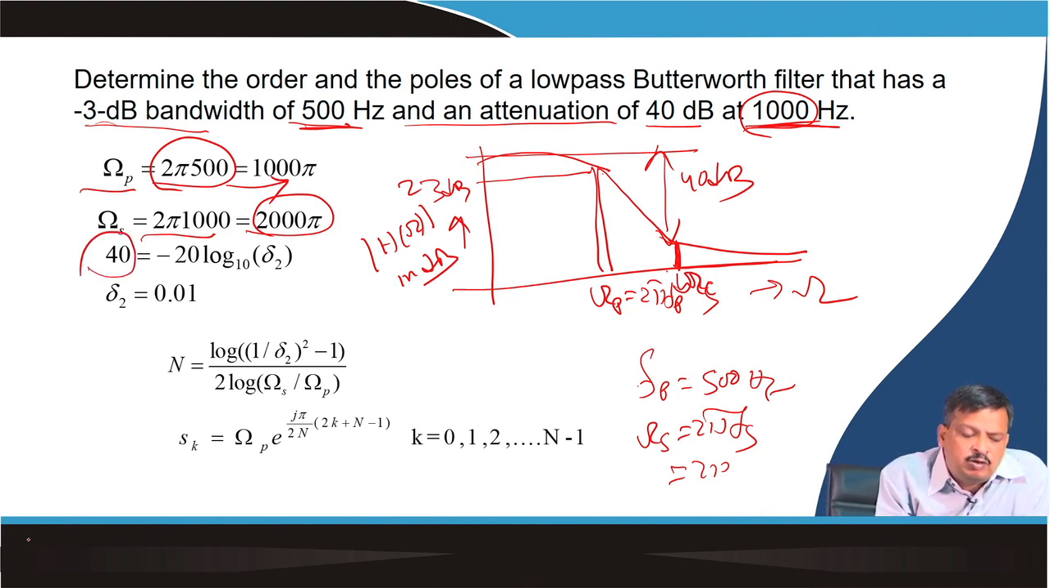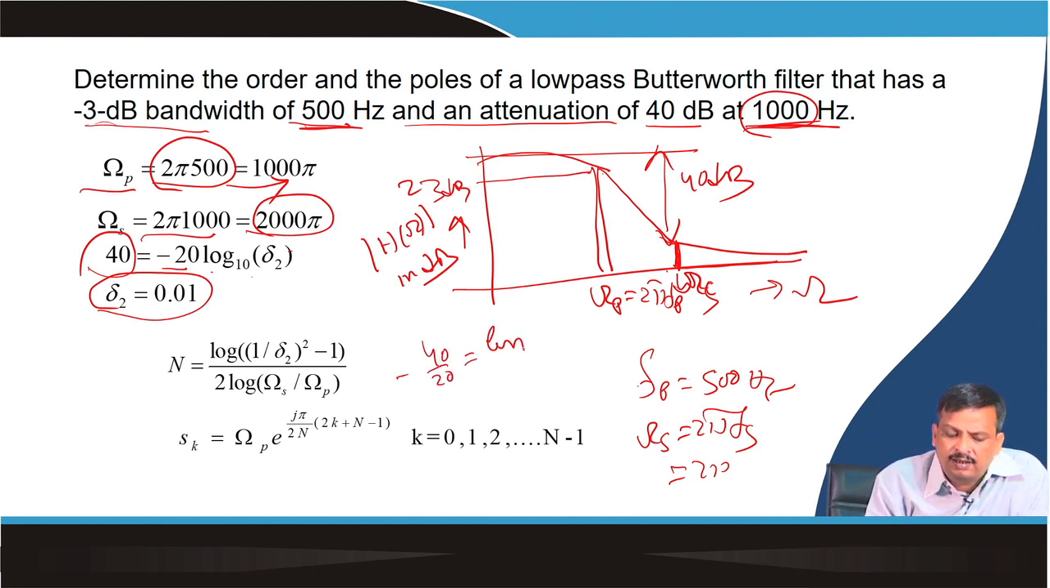So, what is delta 2? So, 40 is equal to minus 20 log 10 delta 2. So, I can say 40 by 20, minus, is equal to log 10 delta 2. So, this is 2. So, delta 2 is equal to 10 to the power minus 2, which is 0.01.